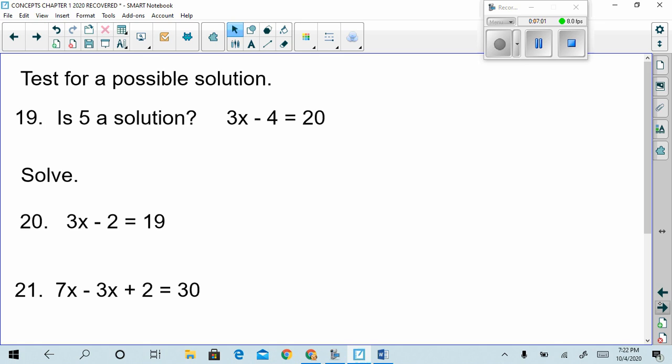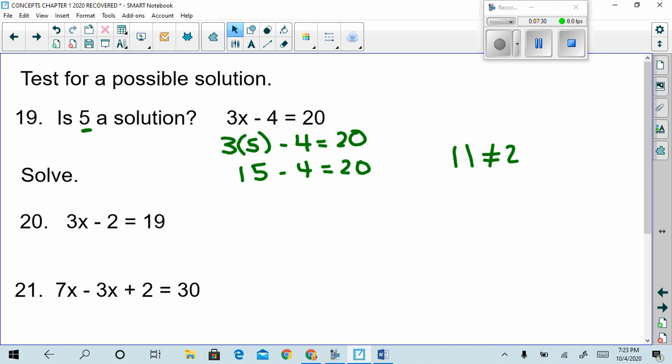The last topic that I want to focus on for the test was the equations. We did some problems on testing a possible solution where you need to see if 5 would make this a true statement. You will substitute, you're not going to solve, you will substitute in the 5 where you see the variable. You will then simplify. I see it's 15 minus 4. Does that equal 20? Well, 11 does not equal 20, so you draw the conclusion that 5 is not a solution.